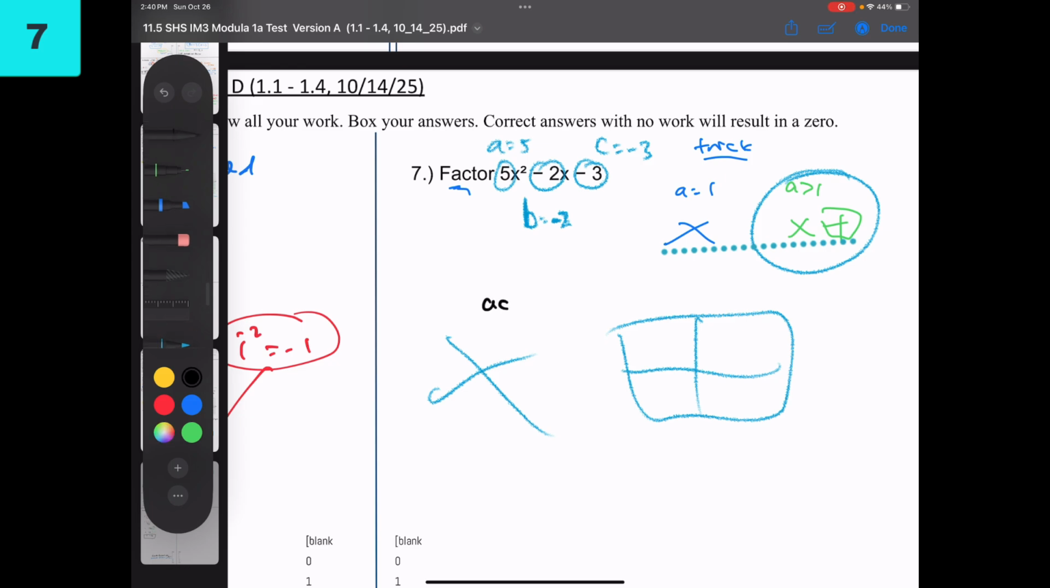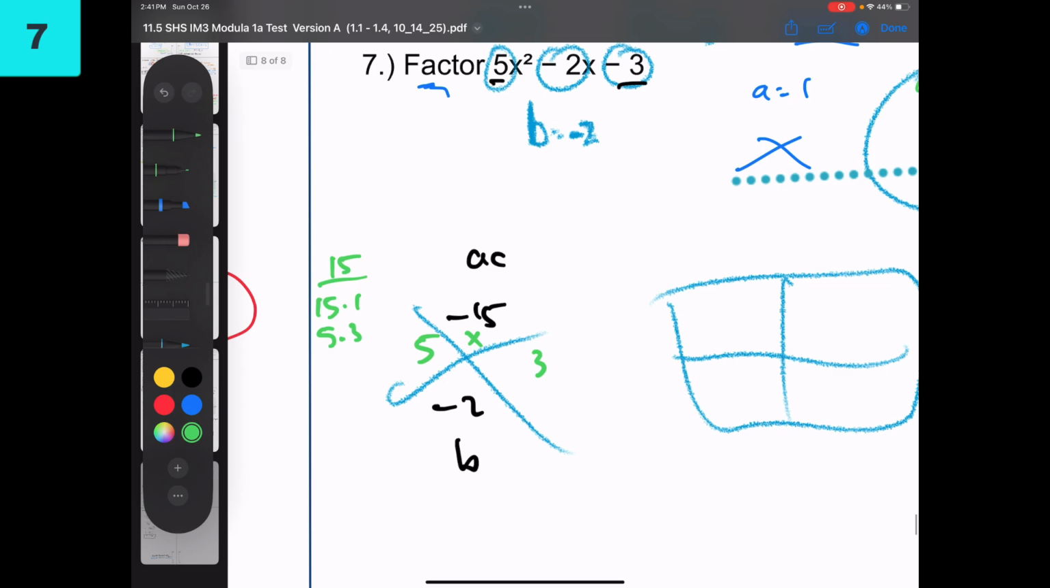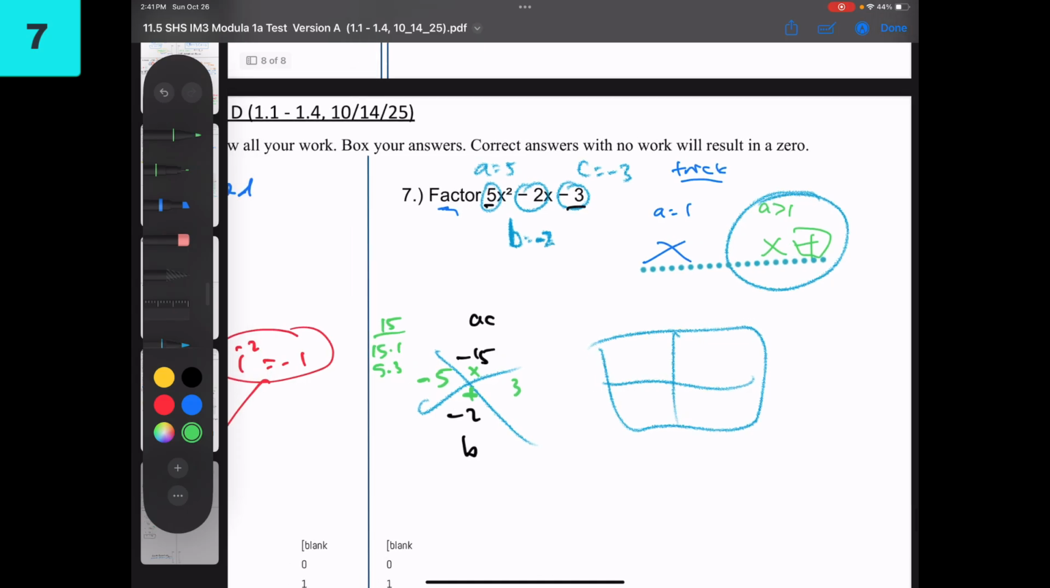So a value, we're going to have to use this one. A times C, so that would be 5 times -3 is -15. Your B value is -2. Two numbers that multiply to be -15, you can list out. And then two numbers that add to be -2, that means the negative numbers have to be bigger. So remember, that would be -5x and 3x, because if you add those together, it equals -2x.